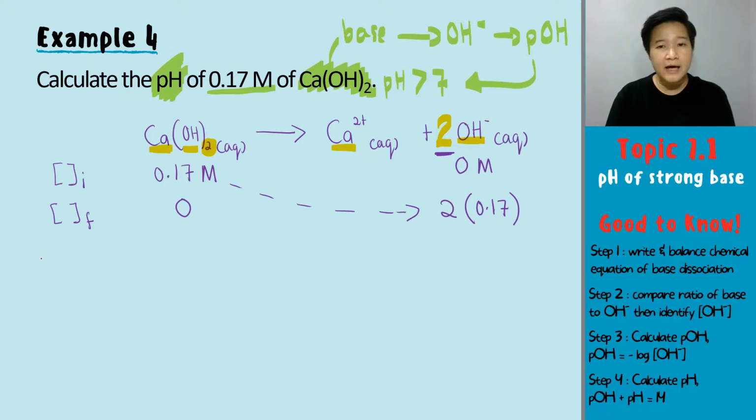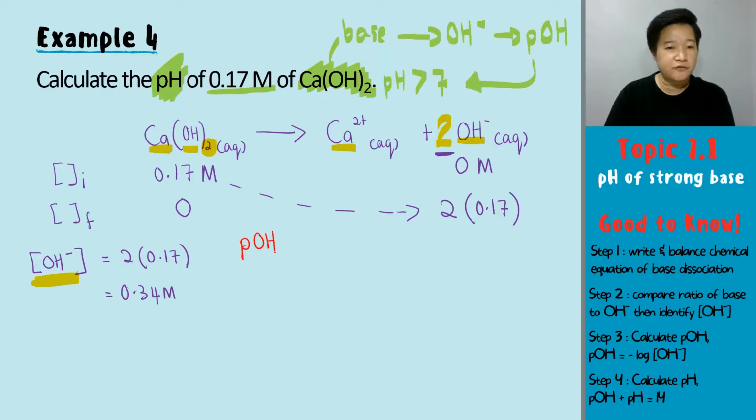And from that, we are then able to calculate the concentration of OH minus. Concentration of OH minus will be 2 times 0.17 molar, which equals 0.34 molar. And since it's OH minus, we'll be calculating the pOH first. pOH equals negative log of the concentration of OH minus. Substitute in the value correctly. Make sure you have times 2 because of the 2 mole of OH minus. Then you will have your 0.34 over here.